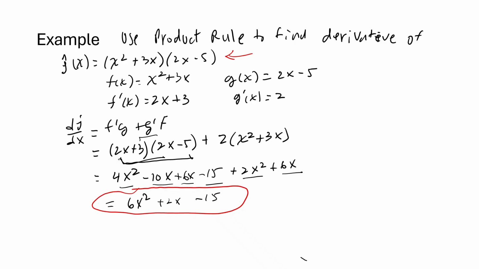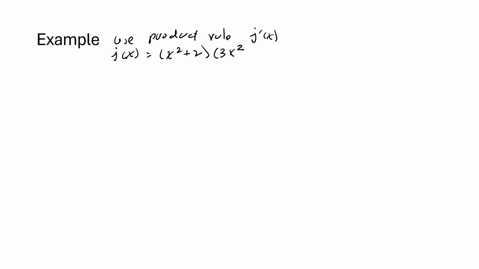Let's do one more example. All right, this one, we want to use the product rule to find the derivative of x, where j of x is going to be equal to x squared plus 2 times 3x cubed minus 5x. So we've got a little higher powers here involved. It's going to be a little more complicated.